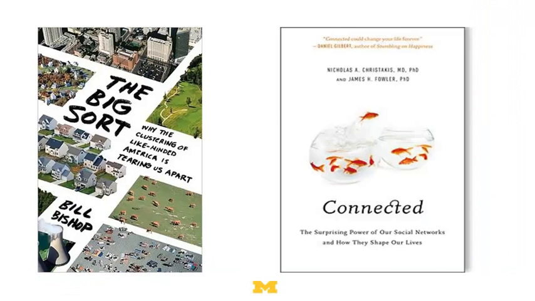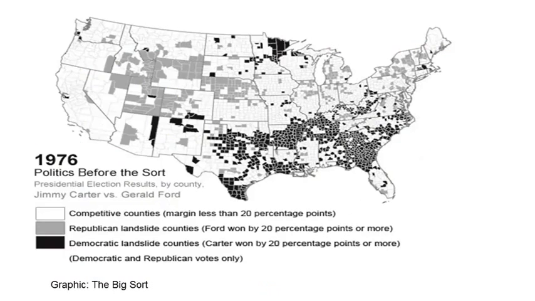Now there's 2 books that recently came out. One is called The Big Sort by Bill Bishop. The other is called Connected by Nick Christakis and James Fowler. And both of these books sort of make the case for one of these effects. So The Big Sort talks about sorting, obviously, and Connected talks about peer effects. And in those 2 books, you see pictures of things where they argue that sorting is the cause and peer effects are the cause. Now, what's an example from The Big Sort?